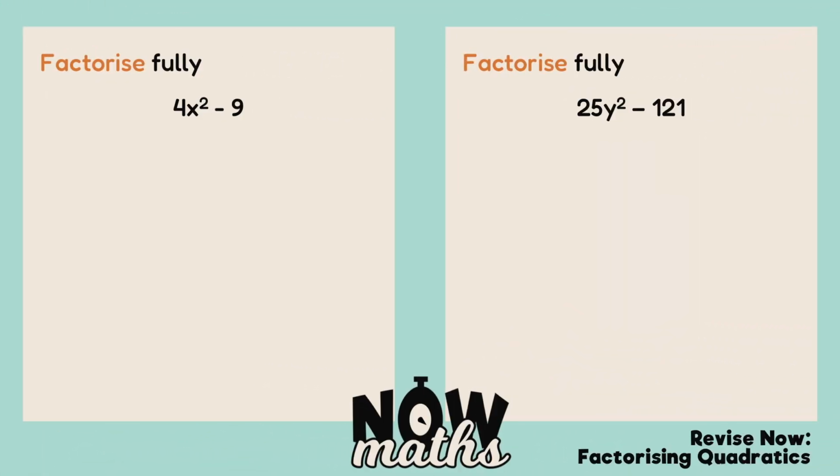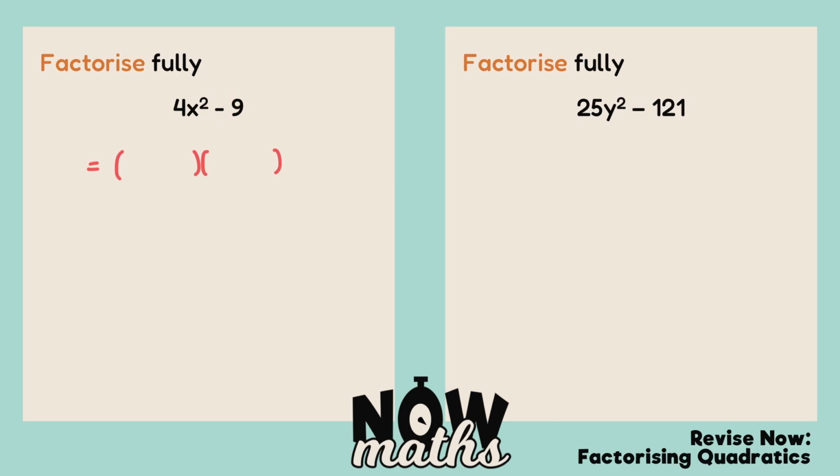Now let's have a look at a couple of more complex questions. So looking at the question on the left first, this is going to factorise into double brackets again, and that's because if we look at each term, there is no factor greater than 1 that goes into each. This is definitely a difference of two squares, since 4x squared is 2x multiplied by 2x, and 9 is 3 multiplied by 3, and it's a difference because of the subtraction.